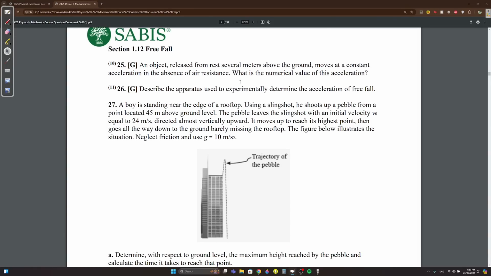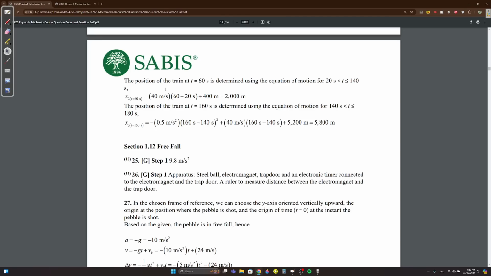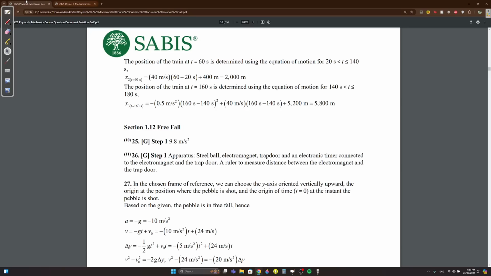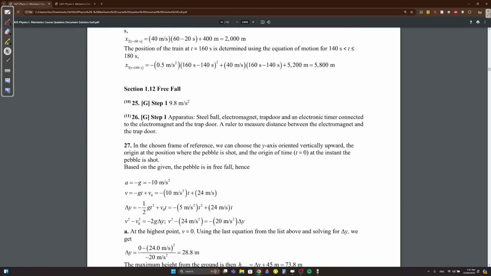Question 26. Describe the apparatus used. Okay, this one you memorize. They're probably going to get this in the computer part. What are the apparatus used? What do you need to determine g, or the acceleration of free fall? Steel ball, electromagnet, trapdoor, and electronic timer. You need the timer, which is connected to the electromagnet and trapdoor. A ruler to measure the distance between the magnet and the trapdoor.